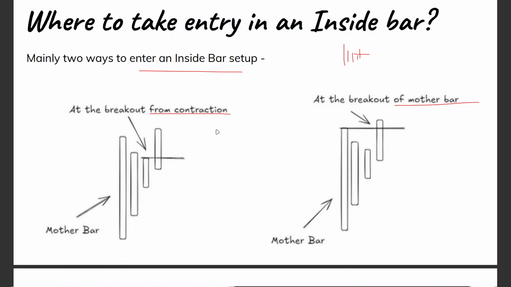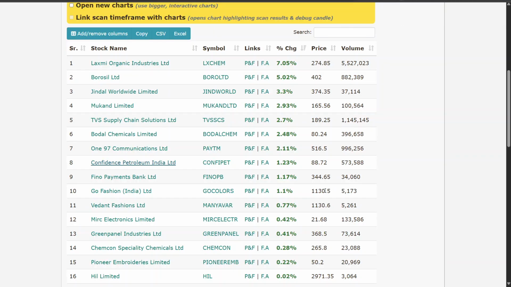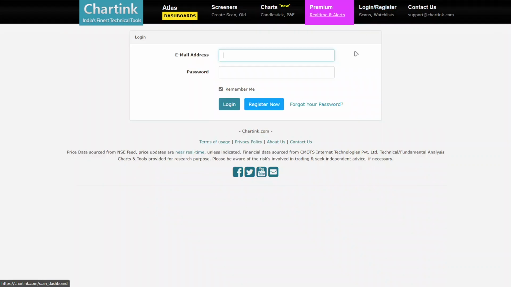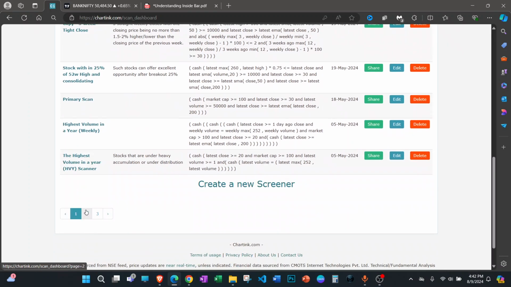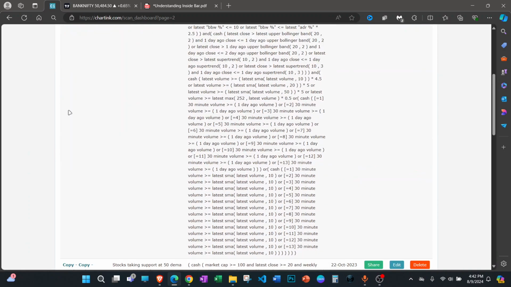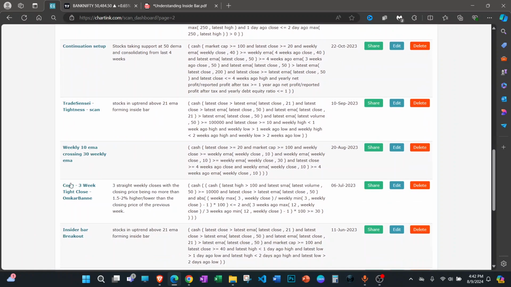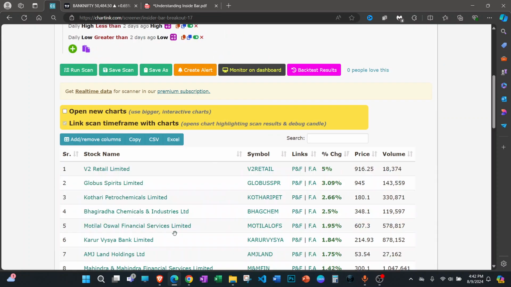So that is again a question that comes to mind: how do we even find inside bars? For that, I have tried developing a scanner. Let me just log in here. I have logged in and I have tried making a scanner of this inside bar, although it is kind of difficult, and you can also try searching here and you might find it. This is the scanner that I made, inside bar breakout. I've named the scanner and I'll leave the link in the description.